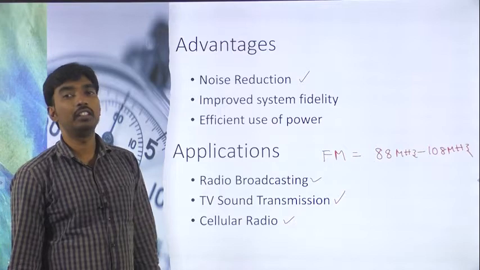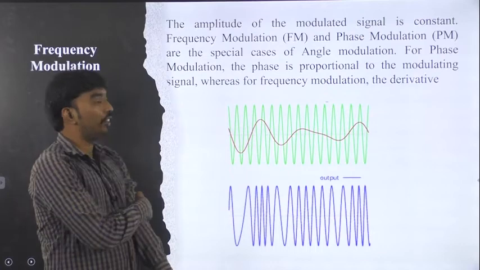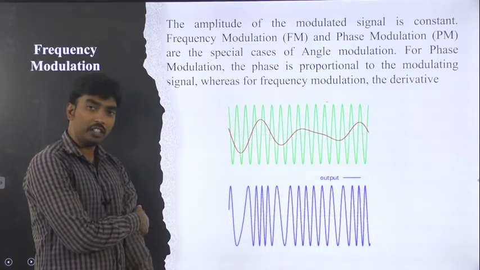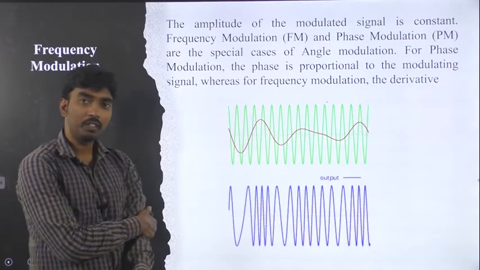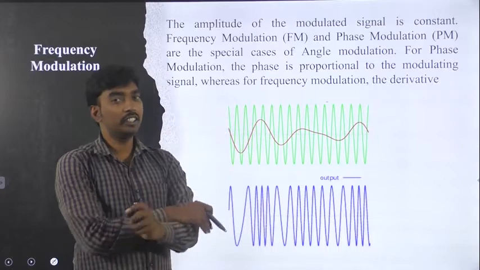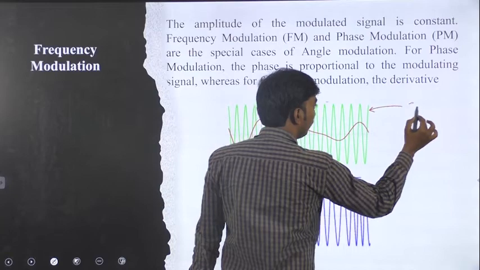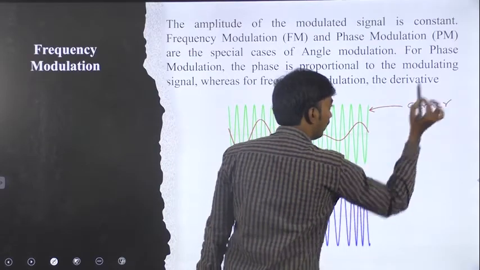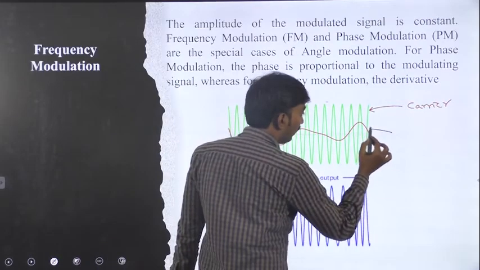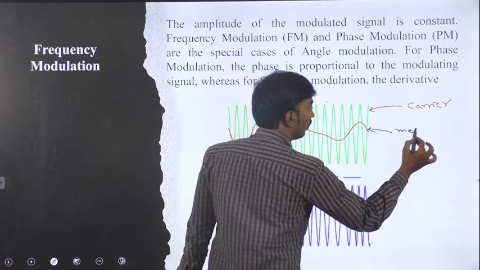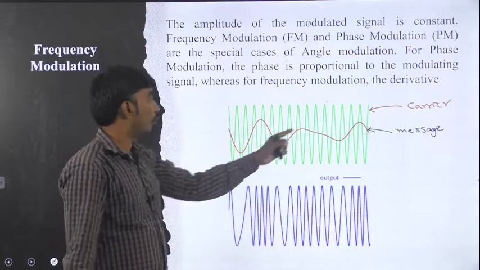So let us move to the frequency modulation. What exactly is the frequency modulation? The frequency of the carrier signal is varied with respect to the instantaneous values of the message signal. Now let us say this is my carrier signal, the green color is carrier signal and the red color is message, like a voice signal you can imagine.